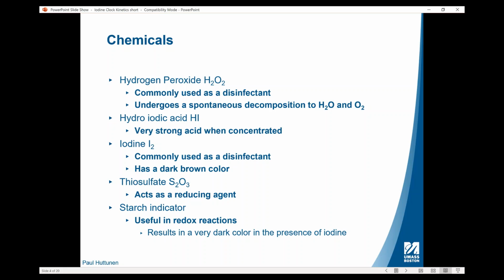We are using thiosulfate in this reaction. It is a reducing agent. And we are using a starch indicator. So the starch in this reaction will complex with the iodine to make the dark iodine color even darker so that we are able to notice iodine production immediately.